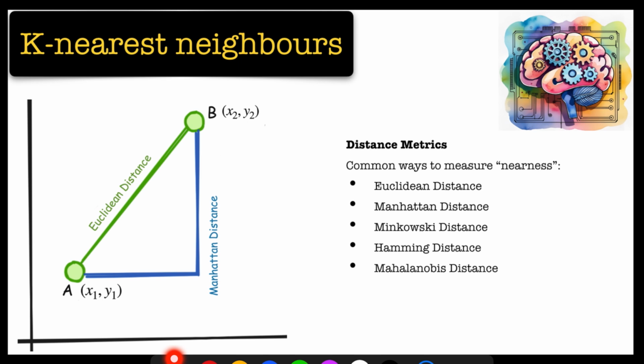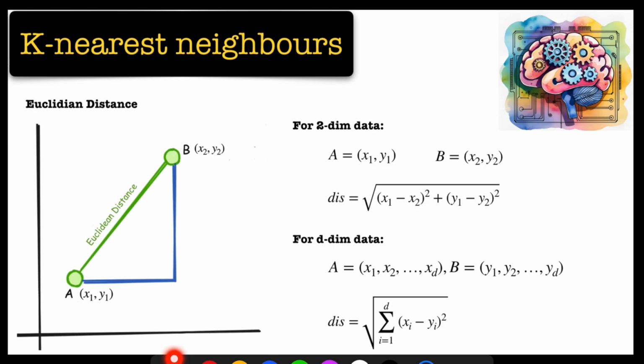Now how will we calculate the distance? There are different distance metrics like Euclidean distance, Manhattan distance, Minkowski distance, Hamming distance, Mahalanobis distance, right? We'll discuss a few here. Let's say Euclidean distance first. Let's say we have two data points A and B in 2 dimensions. A is x1, y1, B is x2, y2. The Euclidean distance is this: the square root of (x1 minus x2) whole squared plus (y1 minus y2) whole squared.